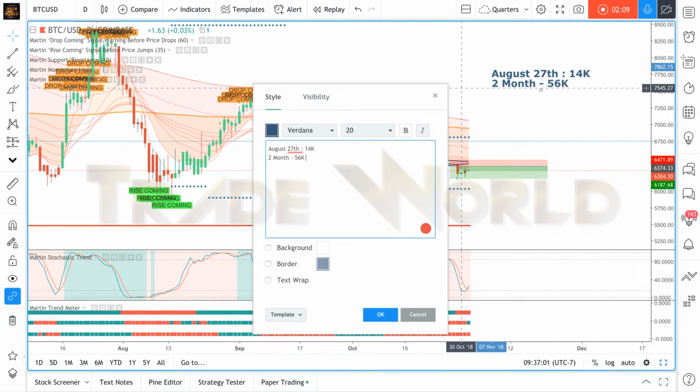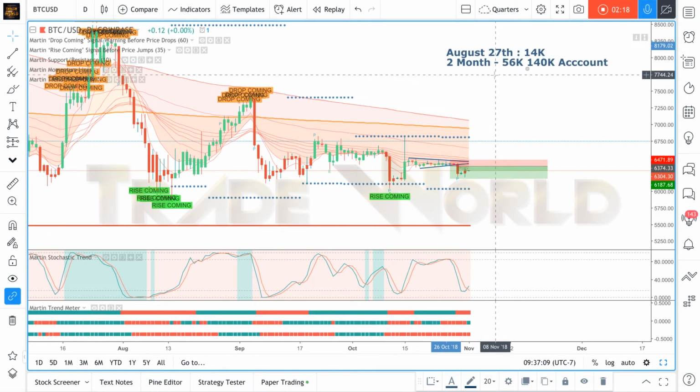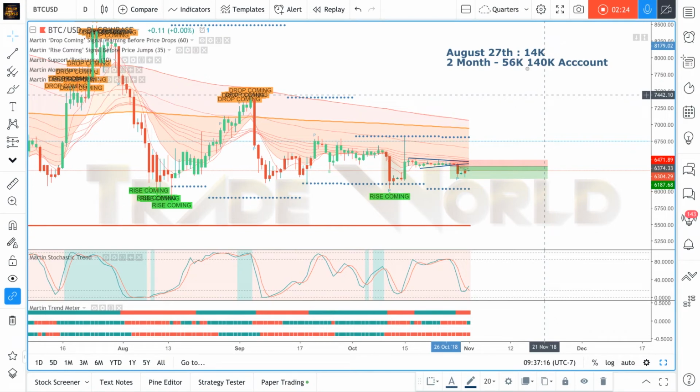In the last 2 months of using the indicator, they are up $56,000 on a 140K account. Guys, that is absolutely incredible. $56,000 in 2 months. 140K, for some of you guys I'm working with, that is not a lot of money at all. And this is all they're doing.